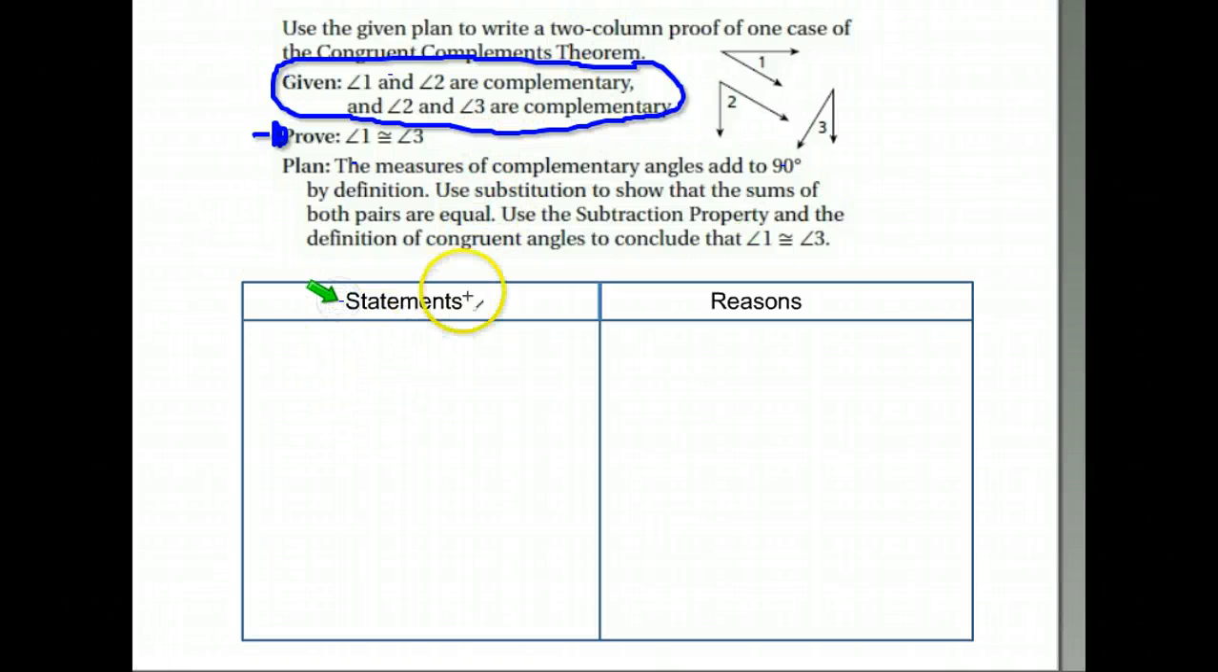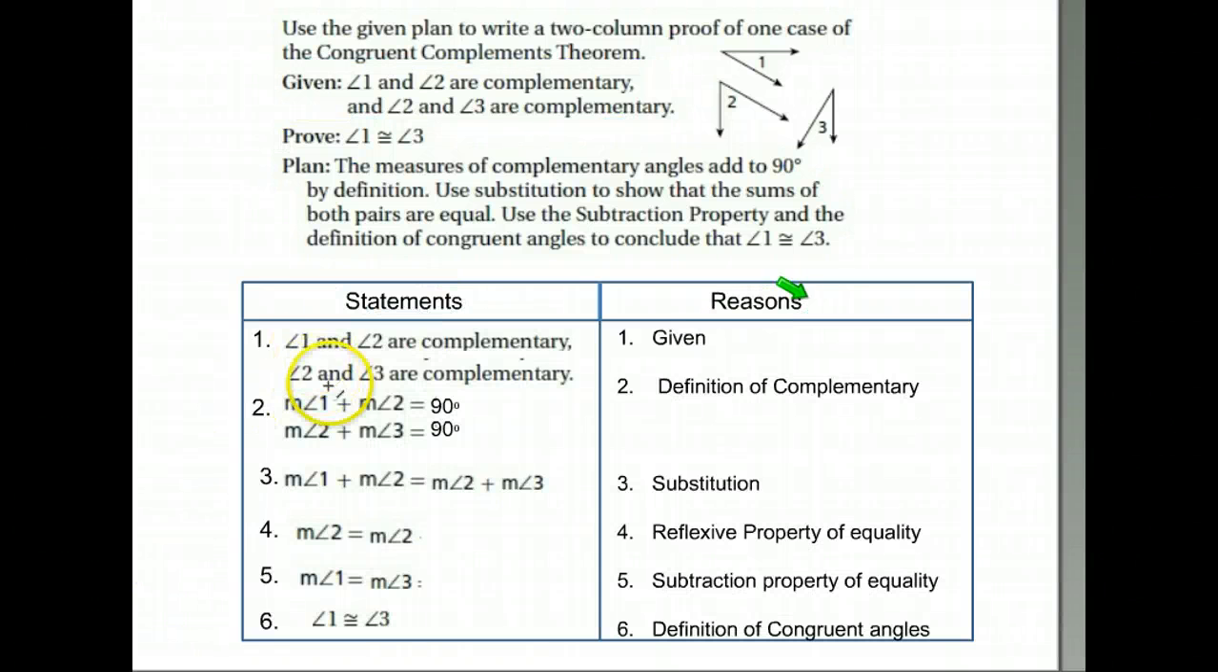Now, when you write a 2-column proof, on the left you'll have your statements. That's your logic as you work through it. And on the right, you have to justify each of those steps. You have to back it up with a property. So let's take a look at this one. They gave us a plan. So their plan was, well, complementary angles add to be 90.